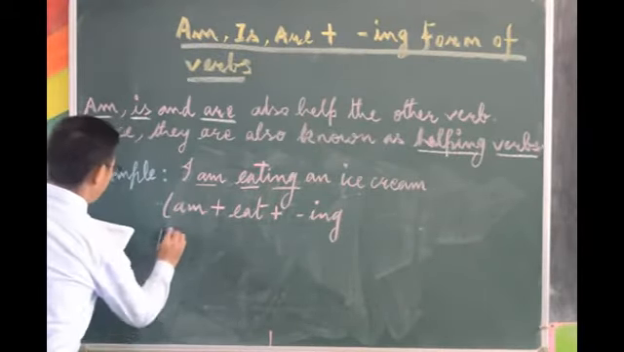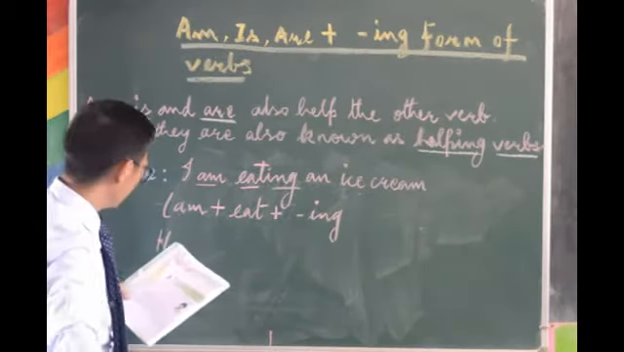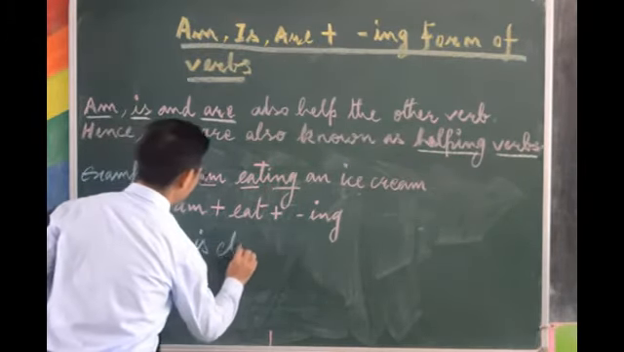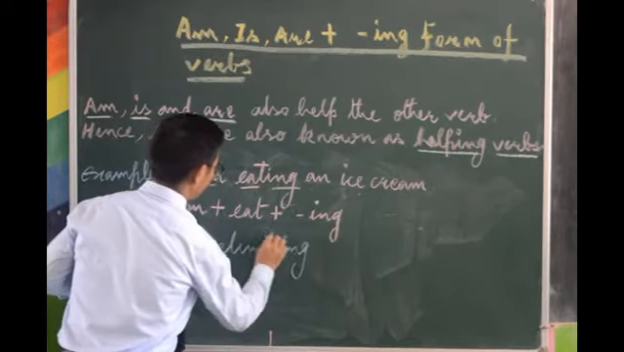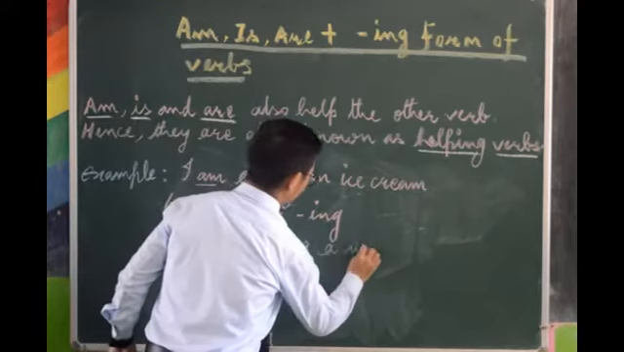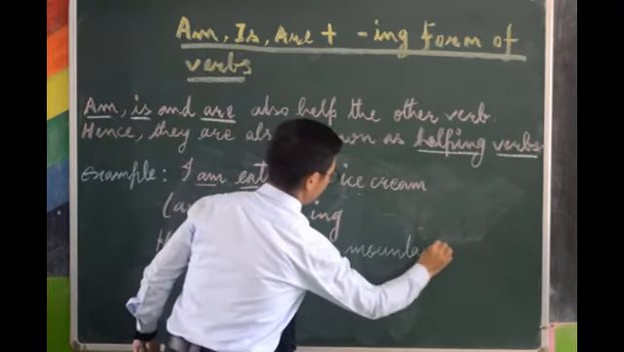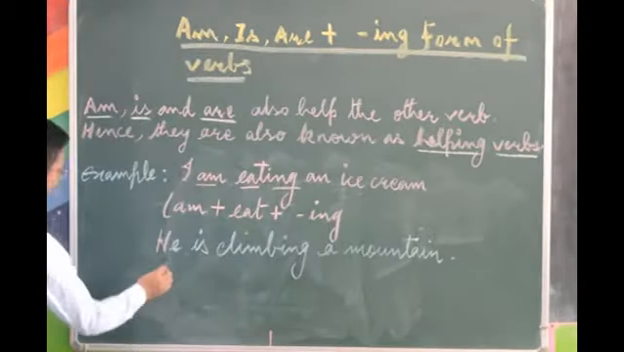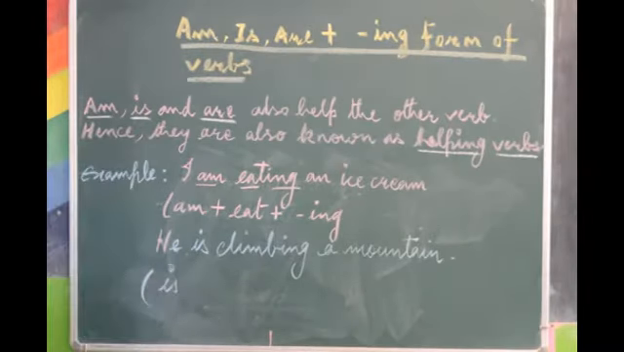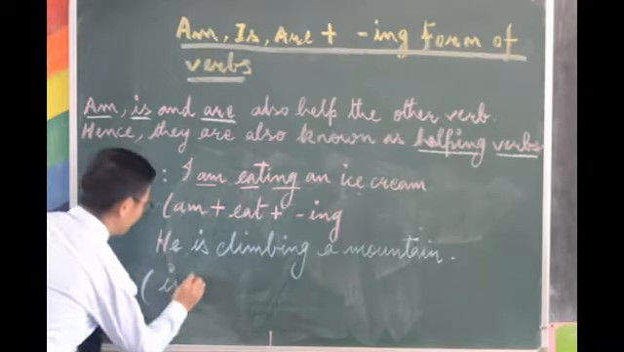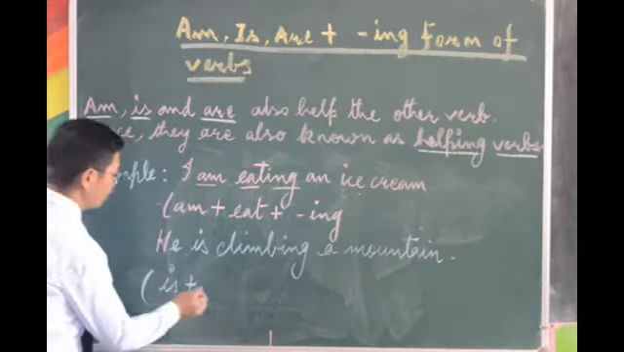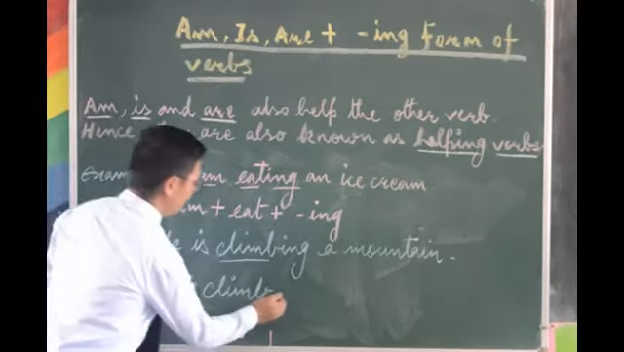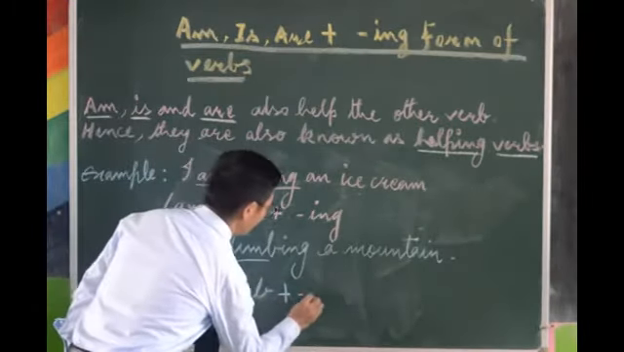Then next one is: he is climbing a mountain. Full stop. Here also, is is the helping verb, then plus what is the other verb we have used here? Climb, isn't it? Climb is another verb, and plus we have used ing.